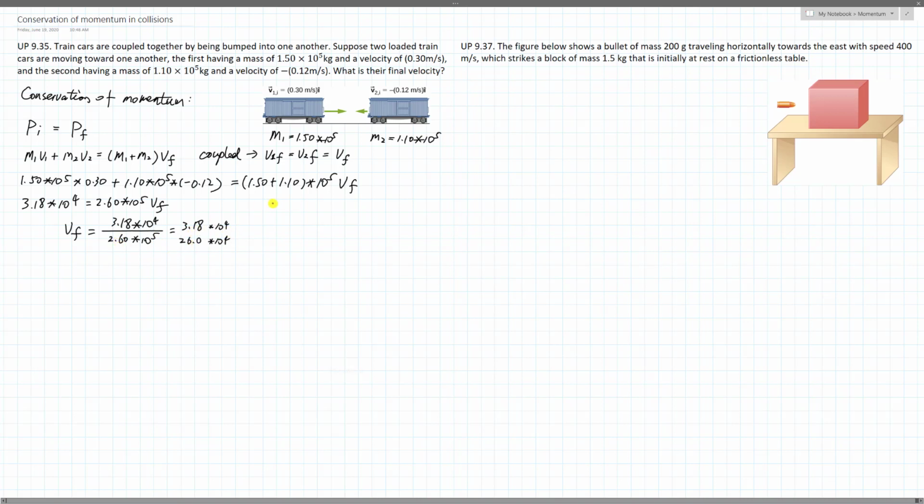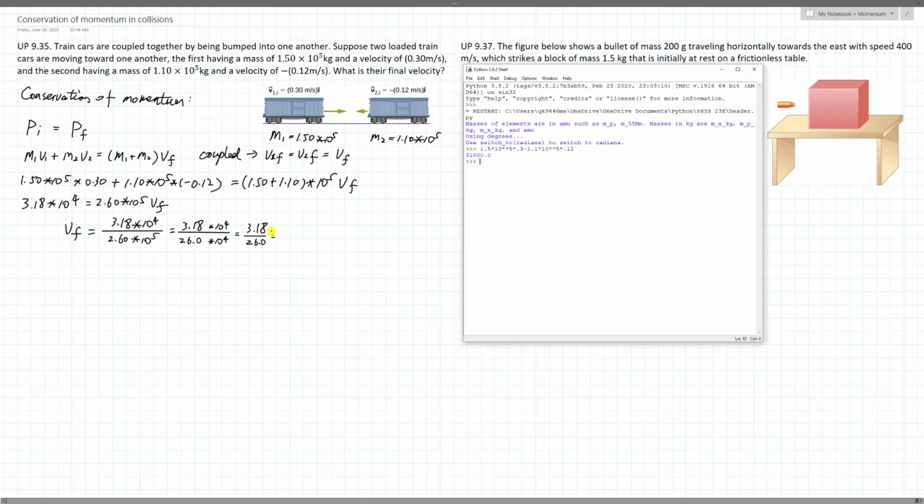I basically made a common power of 10 so I can divide them out easily. These are gone, so I'm just left with 3.18 over 26. This makes it easier to enter into the calculator, and you'll likely make fewer mistakes with fewer numbers.